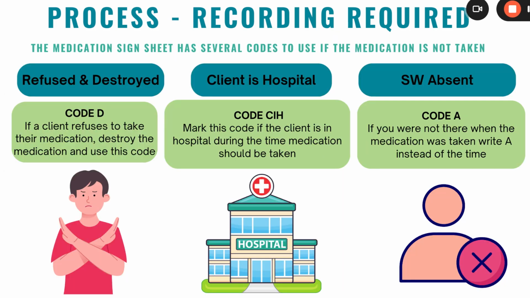The medication sign sheet has several codes to use if the medication is not taken. Refused and destroyed is code D. If the client refuses to take their medication, destroy the medication and use this code on the medication sign sheet. If the client is in hospital, code CIH. Mark this code if the client is in hospital during the time medication should be taken.